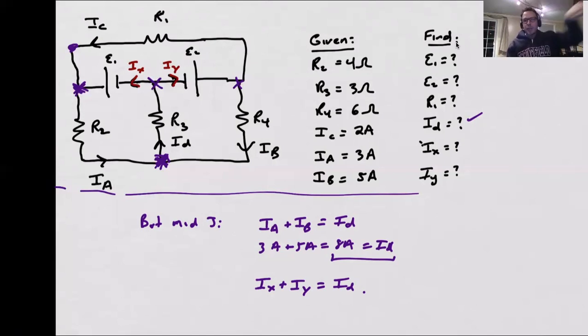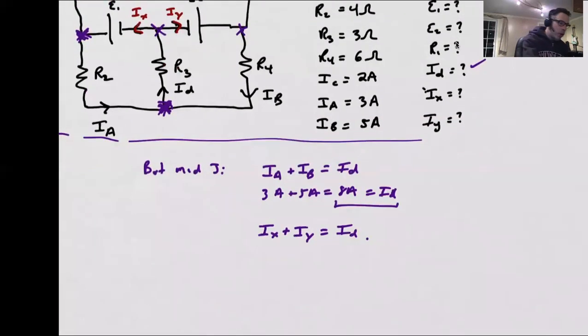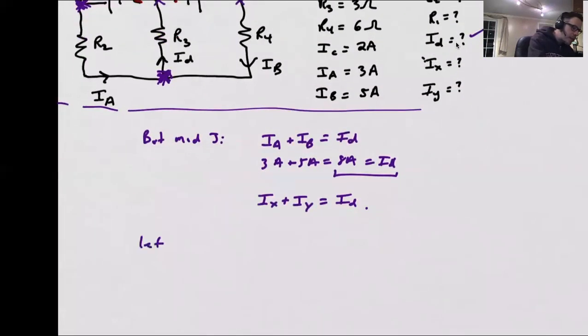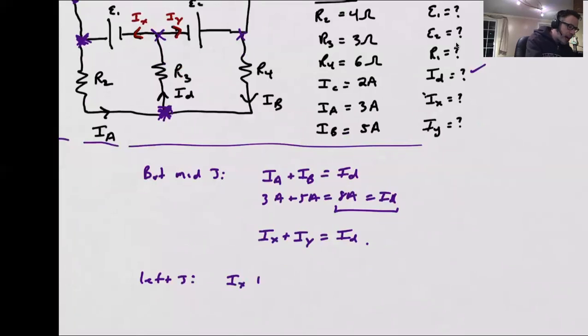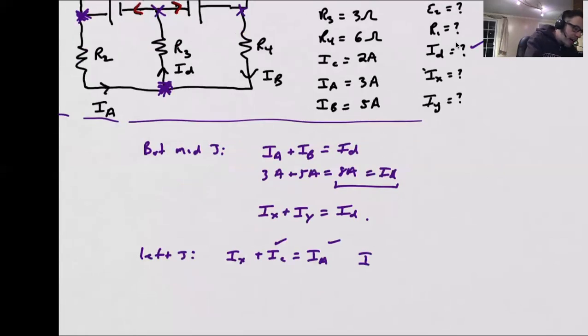Let's follow IX, which goes to the left. Following it to the left, we get to another junction. What flows into that leftmost junction? We see that IX flows in. We also see, according to this picture, that IC flows in, and what flows out is IA. Well, that's great because we know IC and we know IA. IC is 2, IA is 3. The only way that 2 can flow in and 3 can flow out is if IX, therefore, has to be 1 amp.